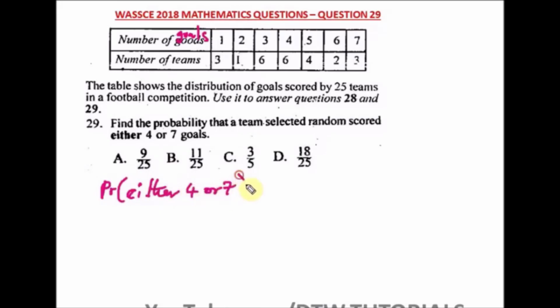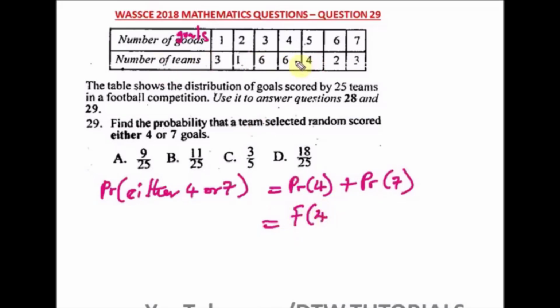4 or 7. Okay, so that is the probability of scoring 4 plus what? Probability of scoring, that is either 4 or 7. That's why we have a plus here. So what's the frequency of the number of teams that scored just 4 goals? Here we have 4 here, and we have 7 here. So we have here 6.